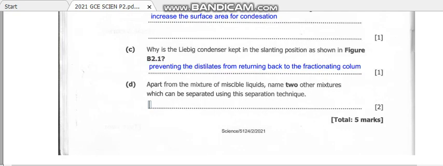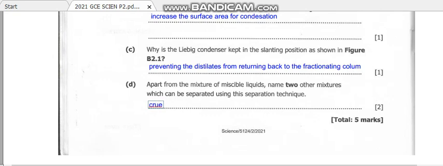The question is saying apart from the mixture of miscible liquids, name two other mixtures which can be separated using this separation technique. So apart from that mixture, we have also what we call crude oil. So crude oil can be separated by fractional distillation. We also have paraffin, petrol and kerosene mixture that can be separated, and also the separation of ethanol and water can be done using this one.